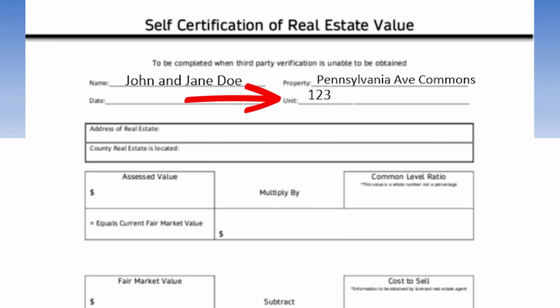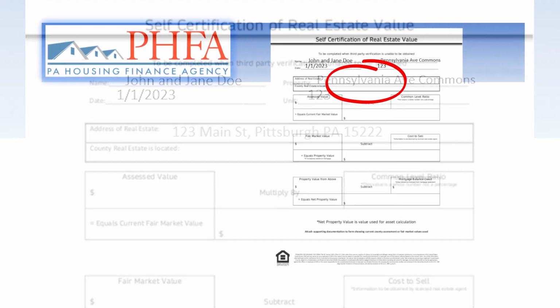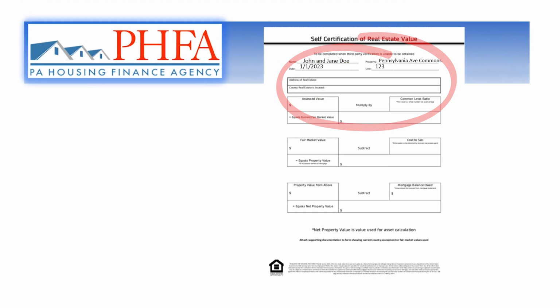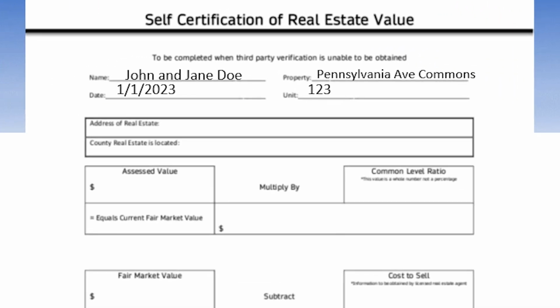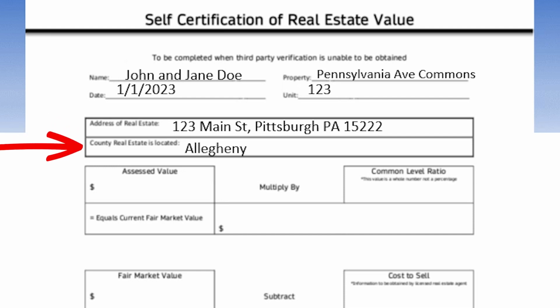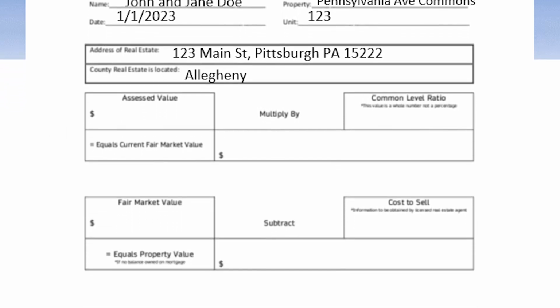Underneath that, enter the unit number. Then enter the date the form is being completed. The next two lines apply to the real estate we are certifying the value of. Mr. and Mrs. Doe's property address is 123 Main Street, Pittsburgh, PA 15222, and the county is Allegheny. Now we get into the calculation portion of the form.